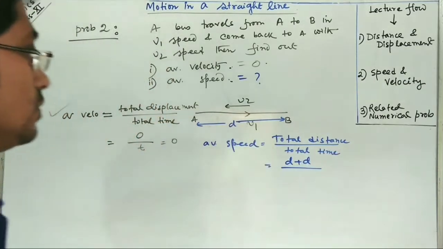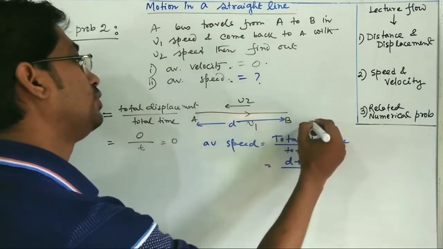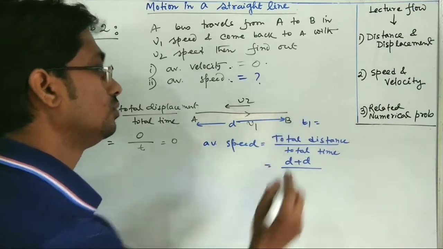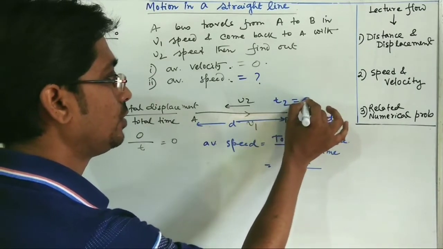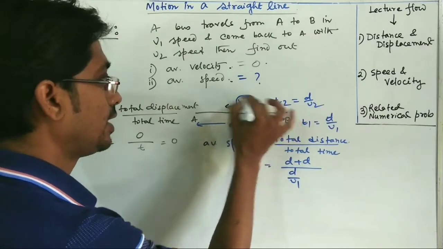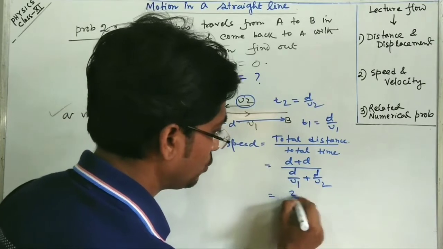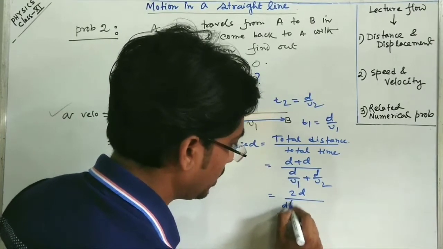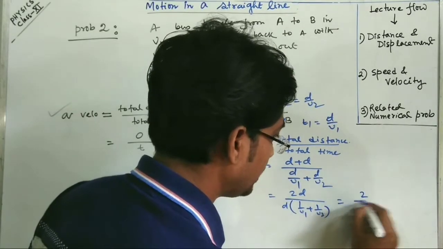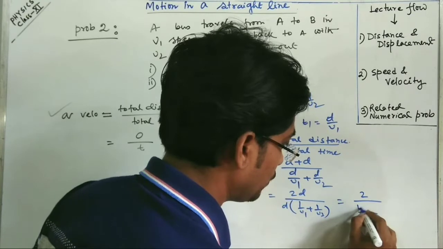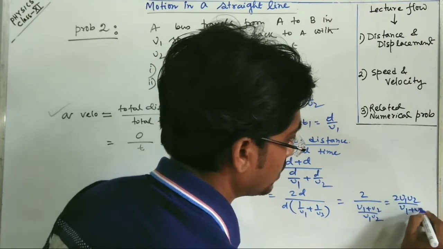And total time: this distance D is covered at speed V1. So the time taken will be T1 equals D by V1. The returning time will be T2, which will be D by V2, because the returning speed was V2. So in the total, 2D divided by D times (1 by V1 plus 1 by V2). So it will be 2 by (V1 plus V2 over V1 V2). So finally it will be 2 V1 V2 by V1 plus V2.